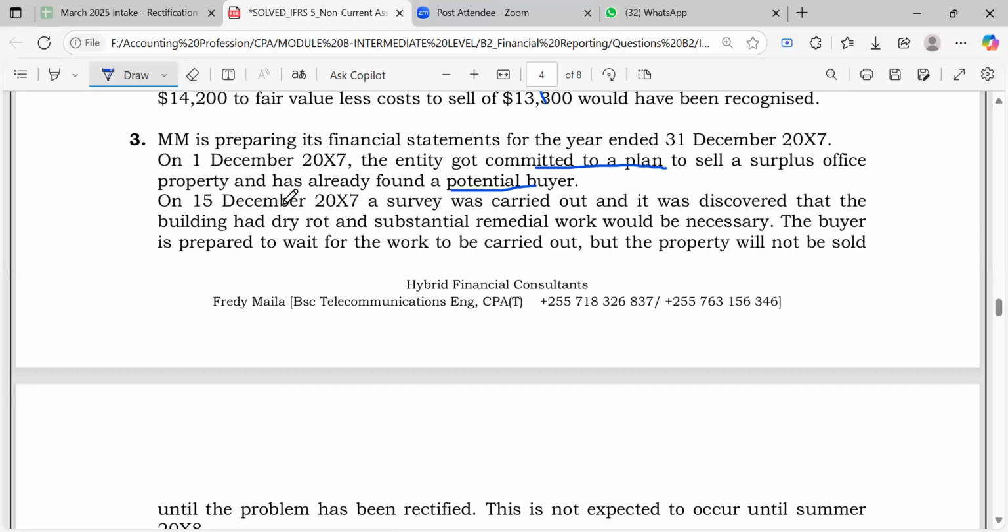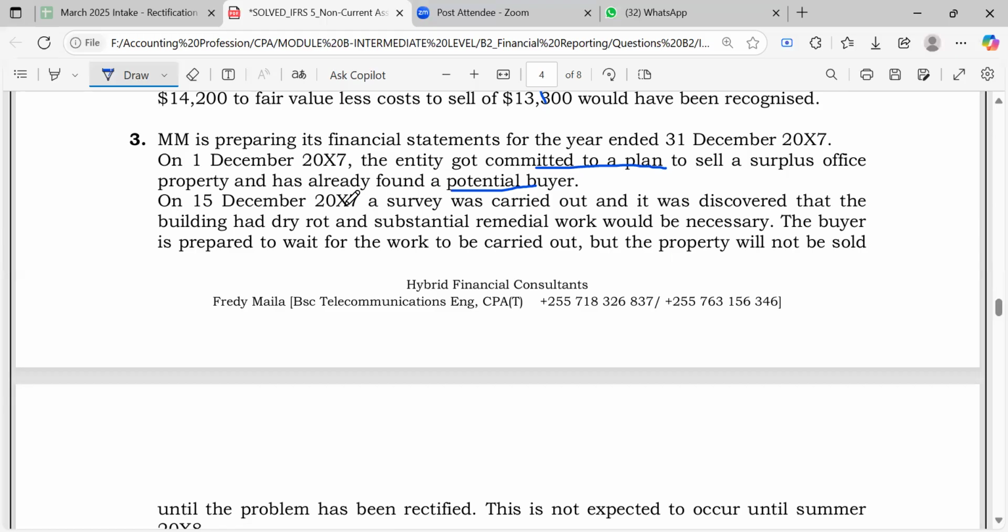On 15th December 20x7 now, a survey was carried out and it was discovered that the building had dry rot and substantial remedial work would be necessary.